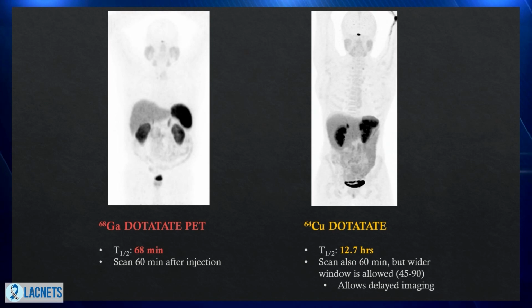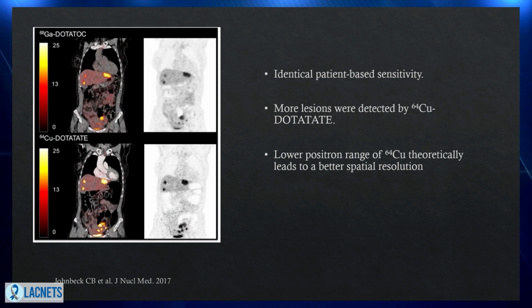So with gallium dotatate, we image after 60 minutes. With copper dotatate, we do the same, but because of the longer half-life, if we image a little longer, we could actually do that. So that's the main difference.